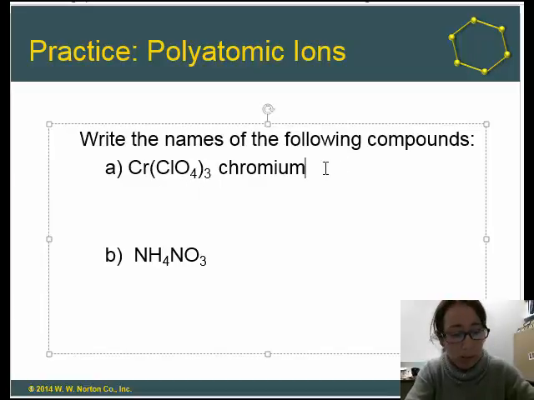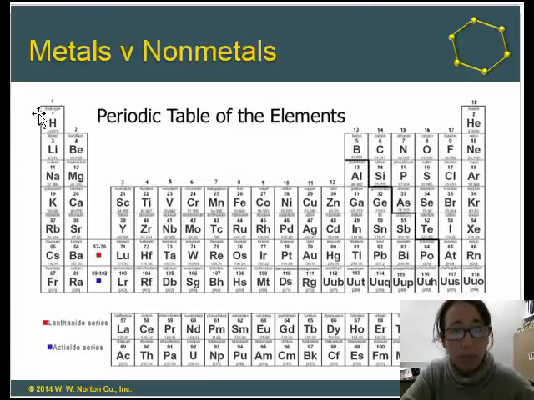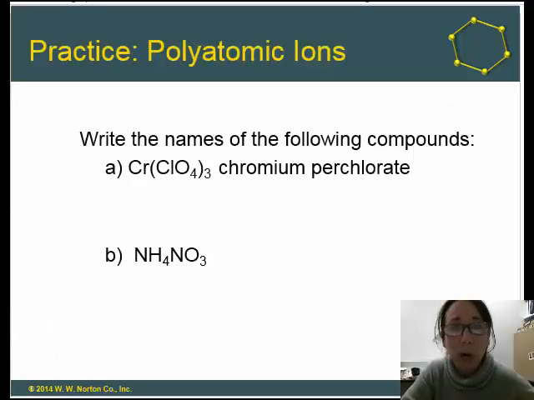So I'm going to write perchlorate. Now the next thing I have to ask myself is the question: does chromium have a fixed charge or a variable charge? I'm going to look at the periodic table. Here's chromium. It's not in the first column, it's not in the second column, and it's not aluminum, zinc, or silver. So it has to have a variable charge, and that means I need to figure out what its charge is.